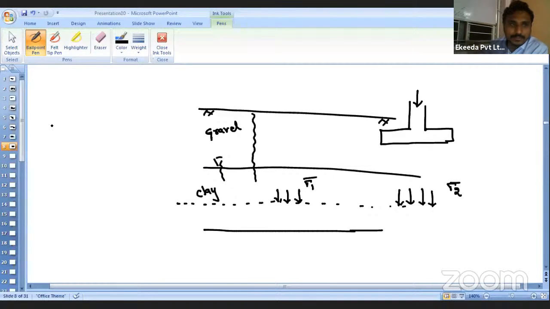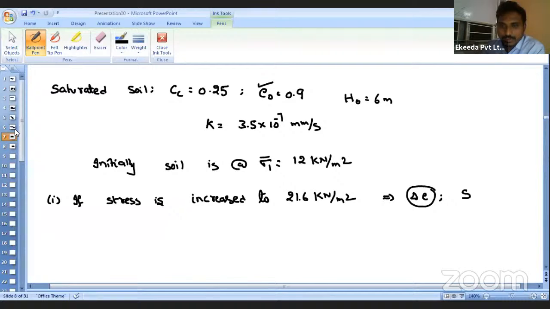Okay, now let us go to the previous one. They are given the increase in stress, the initial stress, the initial thickness, and the compression index, and we have to find out the change in void ratio. So is there any relationship between the void ratio, compression index, and the increase in the stress?